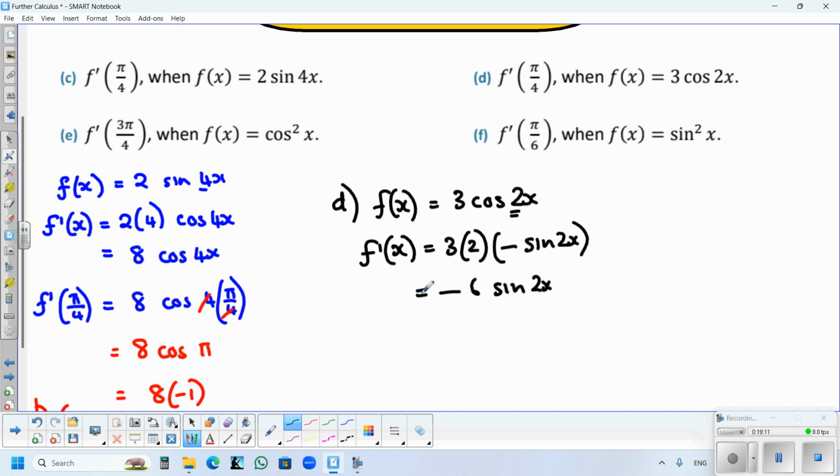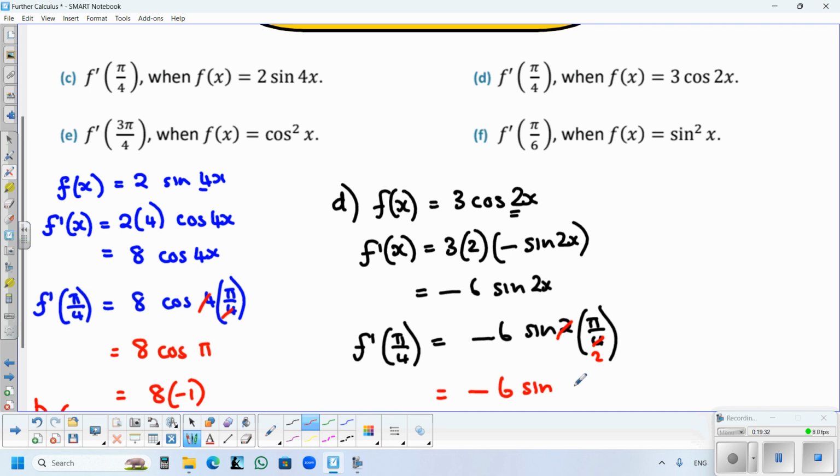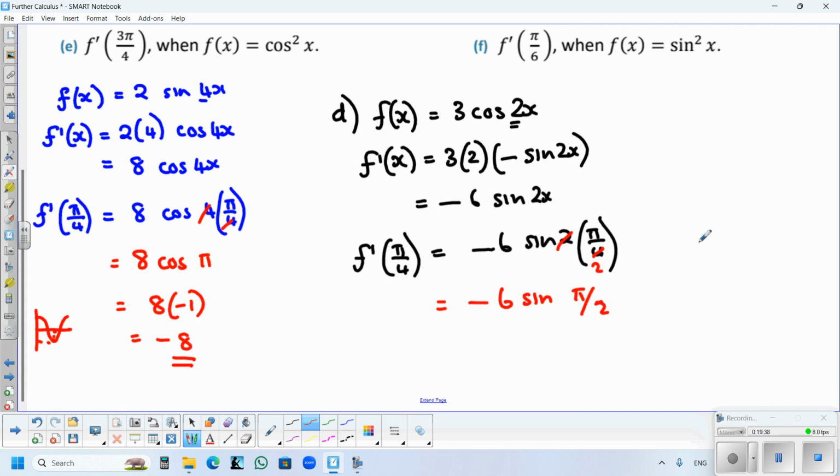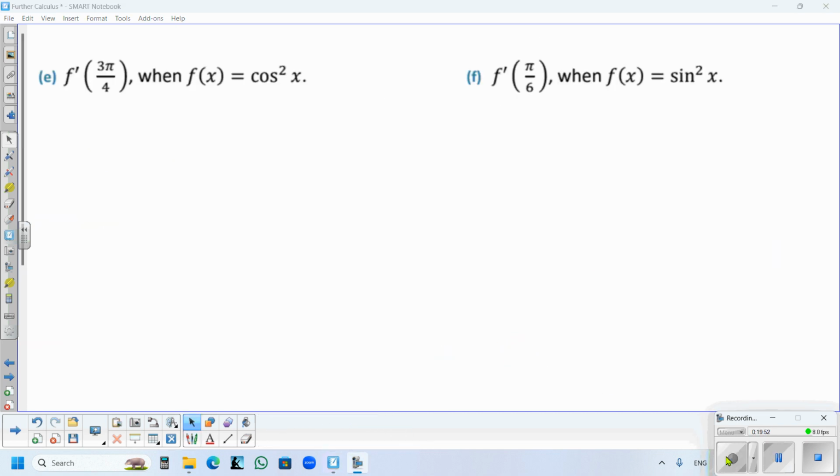We want to find f dash pi by 4, so f dash pi over 4 will be minus 6 sine 2 times pi over 4. That 2 and 4 will cancel, and that would give us pi over 2. So I really want to evaluate minus 6 sine pi over 2. Now pi over 2 is the same as 90 degrees. So when I take my sine graph, I want sine 90. 90 degrees is in there. So sine 90 is 1, so that becomes minus 6 times 1, which is minus 6.